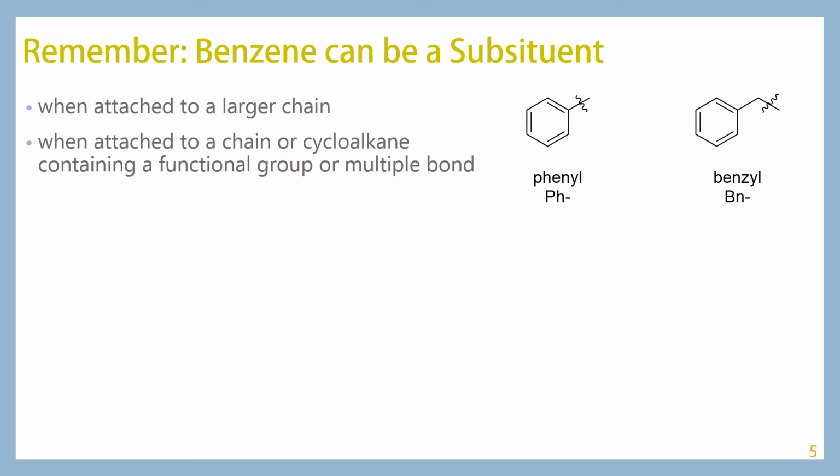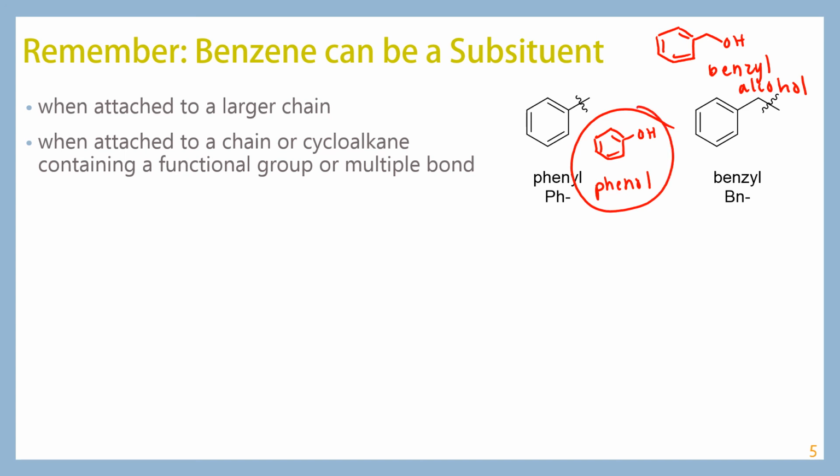An easy way to remember this is that phenol has the alcohol directly attached to it. So this is phenol. Whereas if you have an alcohol that's one removed, it's called benzyl alcohol. So maybe you might not recall benzyl alcohol immediately, but you should know the structure of phenol, and phenyl is going to have the same connectivity as phenol.